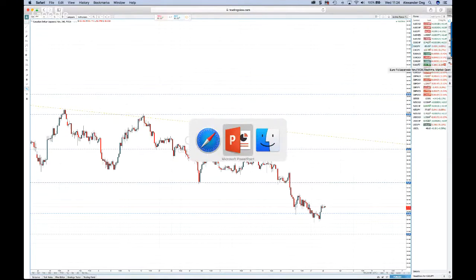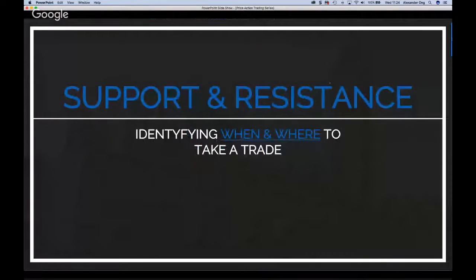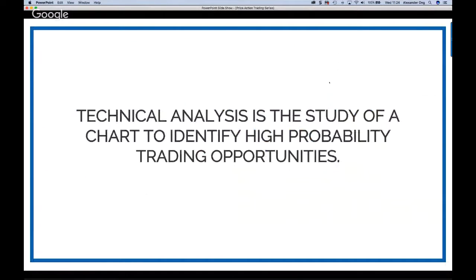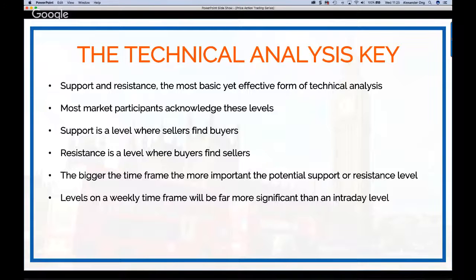So hopefully we get a bit of an idea as to how to define a trend. All right, so now what I want to do is talk about support and resistance and key levels, which to me is probably one of the most important tools you as a trader could have in your toolbox. So what is support and resistance? Well, it's a form of technical analysis. And what's technical analysis? To me, my definition is, technical analysis is a study of the charts to identify high probability trading opportunities. All right. And support and resistance is the most basic, yet the most effective form of technical analysis.